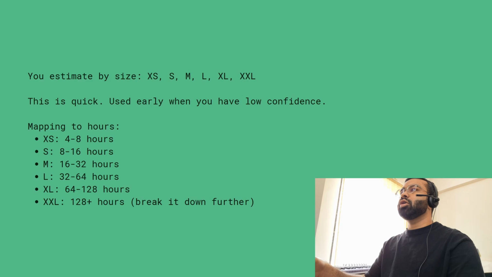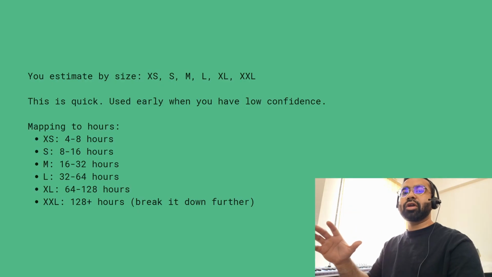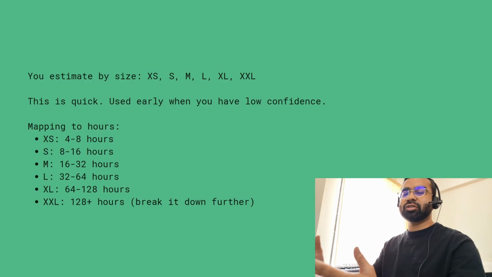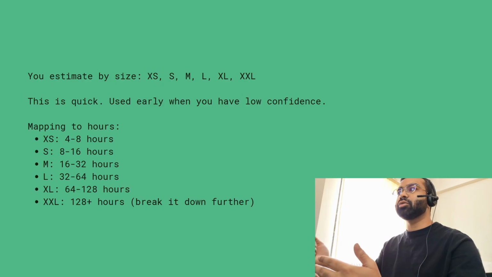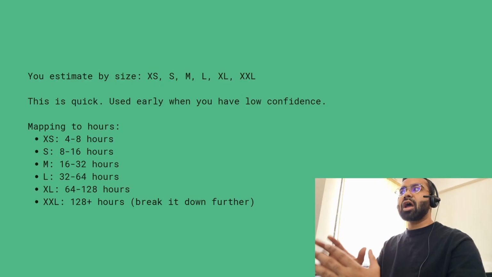This is quick, used early when you have low confidence. And usually the mapping to hours goes something like this, but this is not exactly the way. This is just a rough estimate. So let's say small will take 8 to 16 hours, medium will take 16 to 32 hours, large will take 32 to 64 hours, and so on. You can have this sort of mapping beforehand, and you can still use t-shirt sizing.